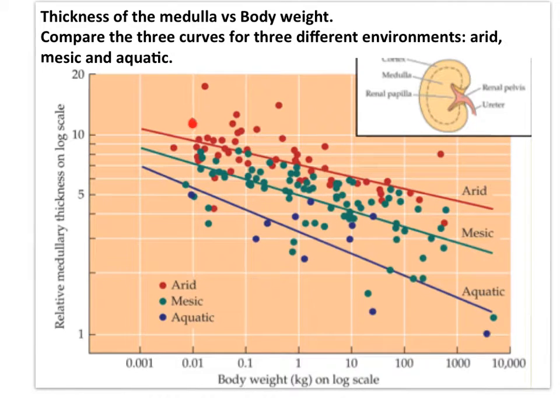This curve shows that these organisms living in arid environments have a generally thicker medulla as compared to the medullas and kidneys of organisms adapted to mesic or aquatic environments. The thick medulla seen in organisms adapted to dry environments represents the long loops of Henle required to conserve water.